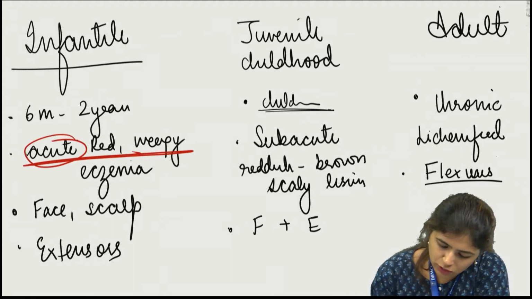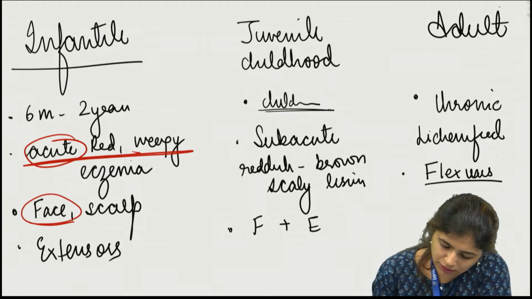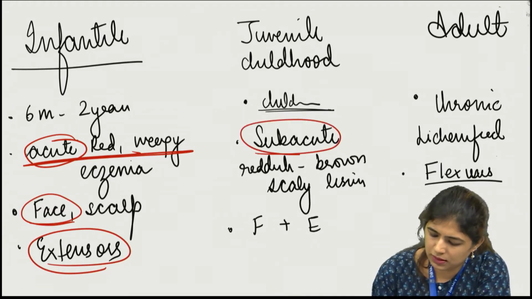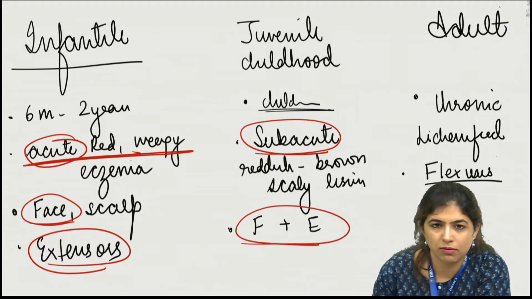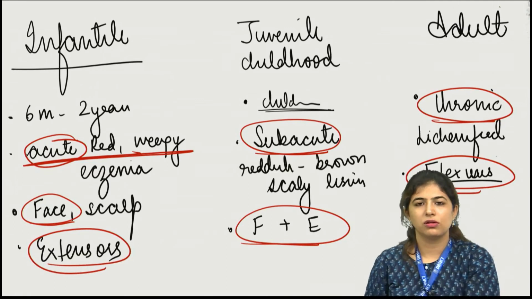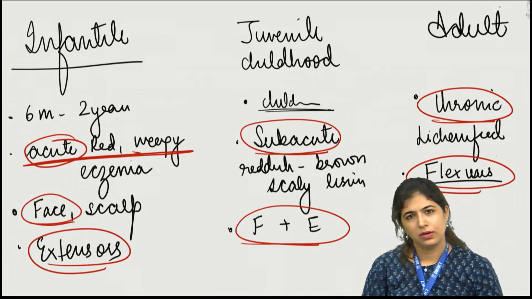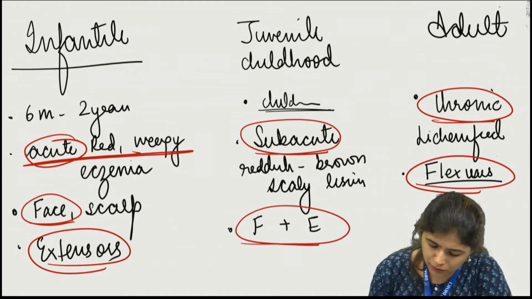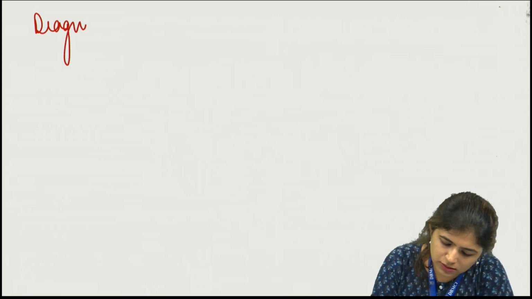Here you have acute eczema, face, extensor. Subacute, both. Chronic, flexural. Clear? Yes? Now, a patient comes to me. How will I make the diagnosis?